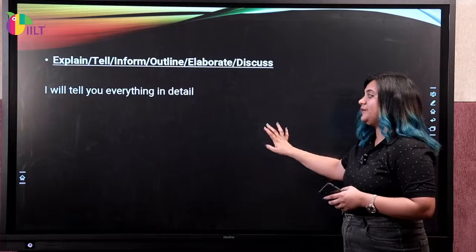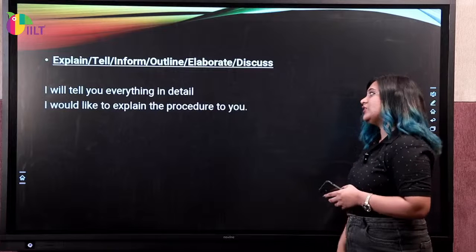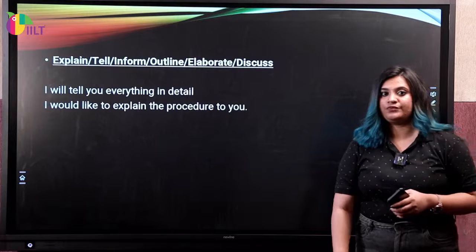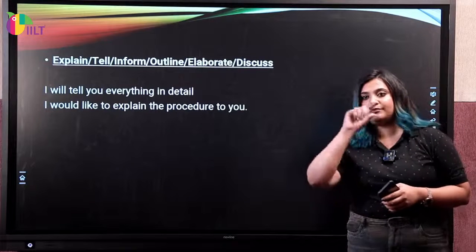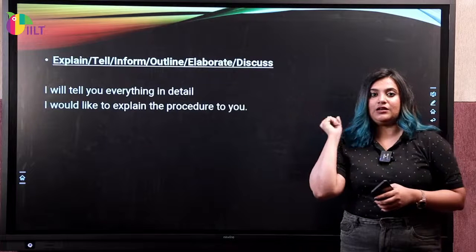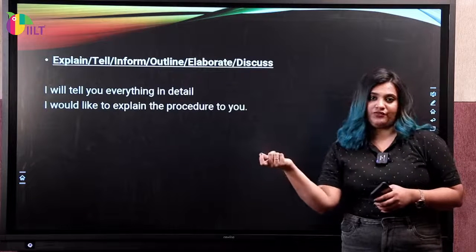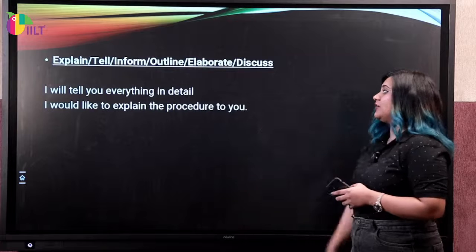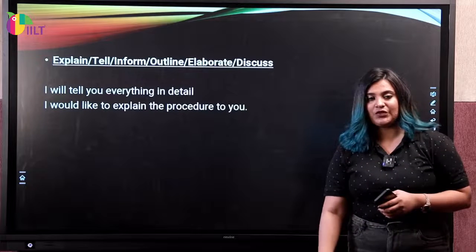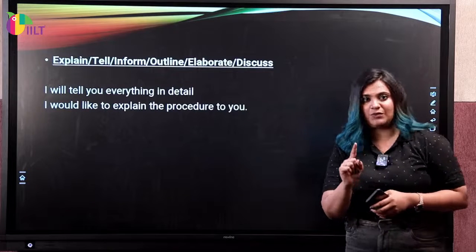So it is a very common one. The next one is, I would like to explain the procedure to you. Imagine your task says something like inform the patient about the procedure of the surgery. So you can say, I would like to explain the procedure to you. Okay, so that is also another tip that you can keep in mind.